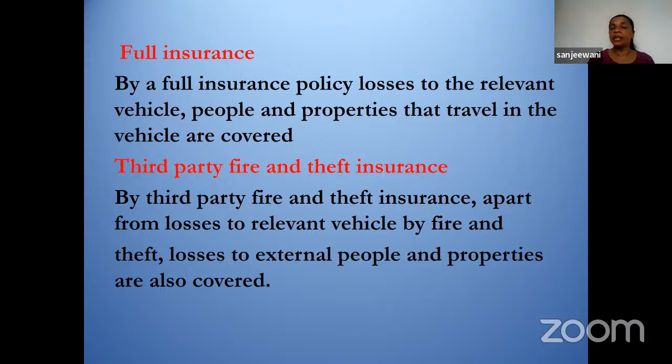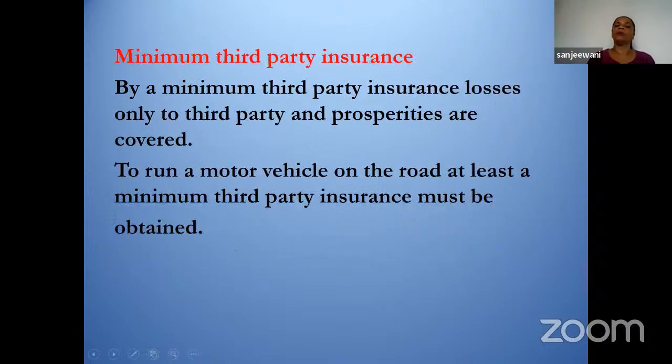The second one is third party fire and theft insurance. That will cover the relevant vehicle against fire and theft, and losses to external parties also. Then the next one, minimum third party. With minimum third party, only the properties of others are covered. To run a motor vehicle on the road, at least you need to have minimum third party insurance. Otherwise, you can't put the vehicle on the road. So that is only for third party and property.